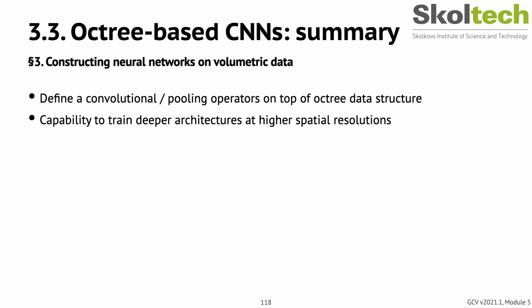So octree-based convolutional neural networks define convolutional and pooling operators on top of the octree data structure. And they possess a unique capability to train deeper architectures at higher spatial resolutions.